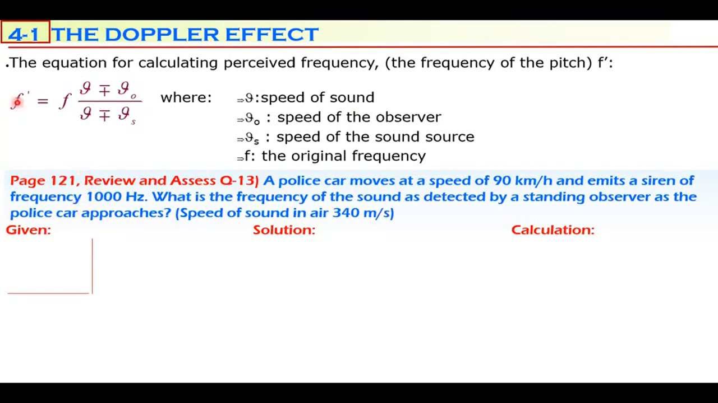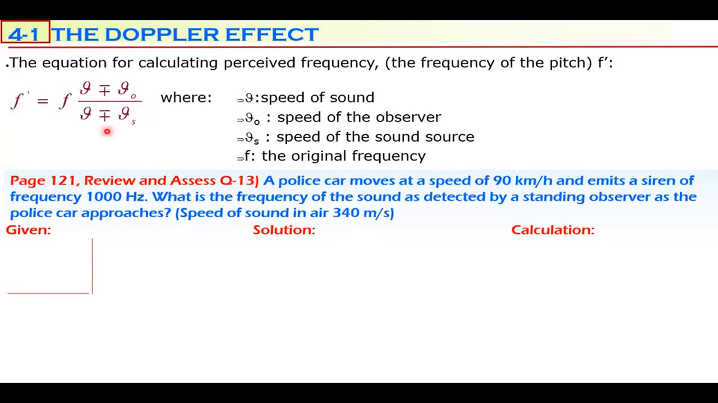In this case, f prime must be greater than 1000 when they're approaching each other, or it will be less if they are moving away from each other. But now they're approaching. The question says approaching. And that's why I should write this equation in the form where f prime will be greater than f. How can I make this increase? By making the denominator decrease.